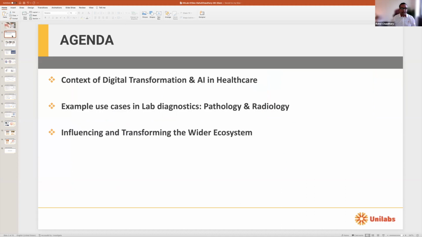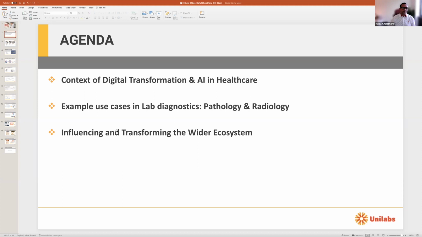In terms of the agenda for today, I would like to place this into context in three parts. I'm conscious of time, so I will keep it short. Let's start with the context of digital transformation and AI in healthcare broadly, and then provide some example use cases specifically in lab diagnostics, and then talk about subspecialties of pathology and radiology. And then finally, how those lab cases influence and transform the wider ecosystem where labs like us operate.